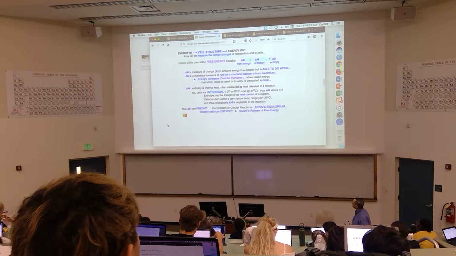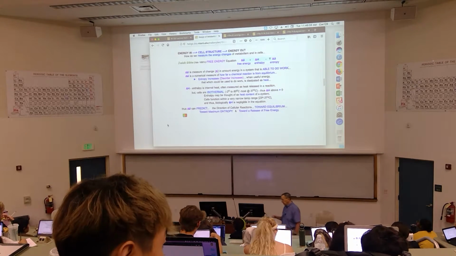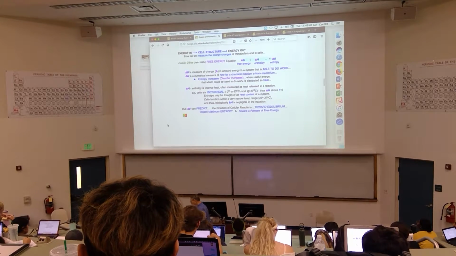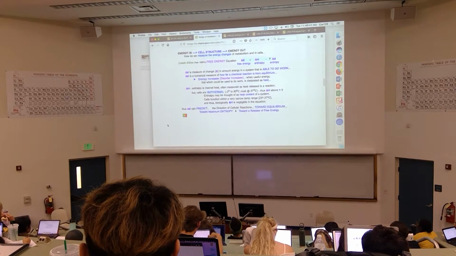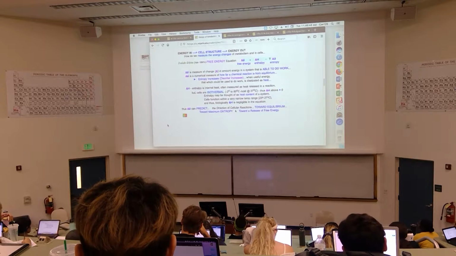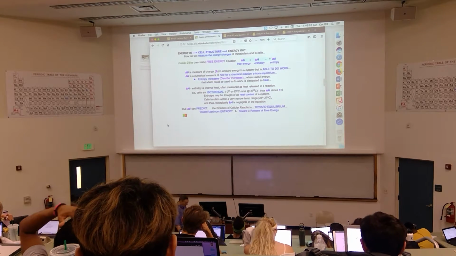Now, let's talk about how we're gonna do this in individual reactions that could occur inside a cell. I'm gonna convert glucose to other molecules. How do I know which way it's gonna go? Is it gonna go from glucose to carbon dioxide and water, or is it gonna go from carbon dioxide and water to glucose? I have to sort of figure that out.